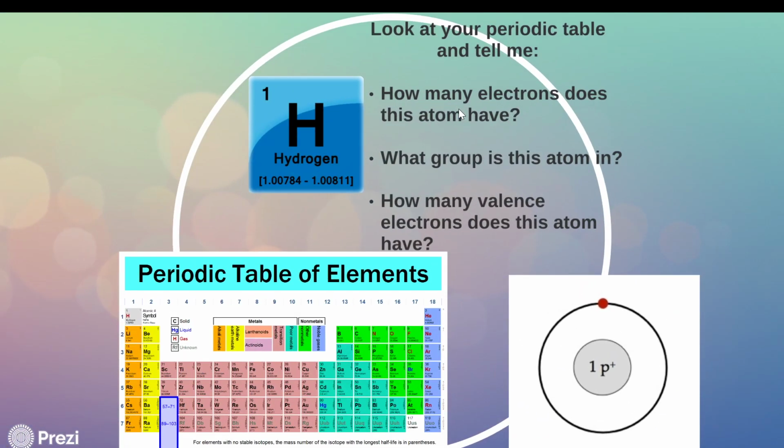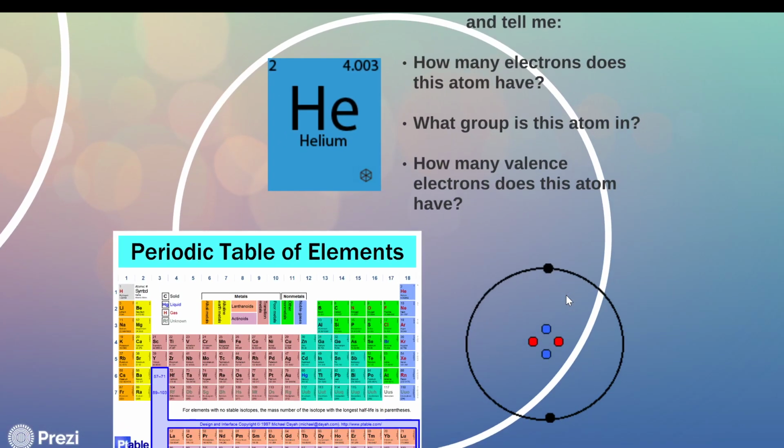Okay. Now we'll go ahead and look at hydrogen. How many electrons does this hydrogen have? Okay, so we can take a look. It has 1. What group is this atom in? Okay, as we see, it's in group 1. We can see it on the periodic table here. Then lastly, how many valence electrons does this atom have? Okay, and it has 1 electron on the outside. Therefore, its valence electrons is going to be 1.